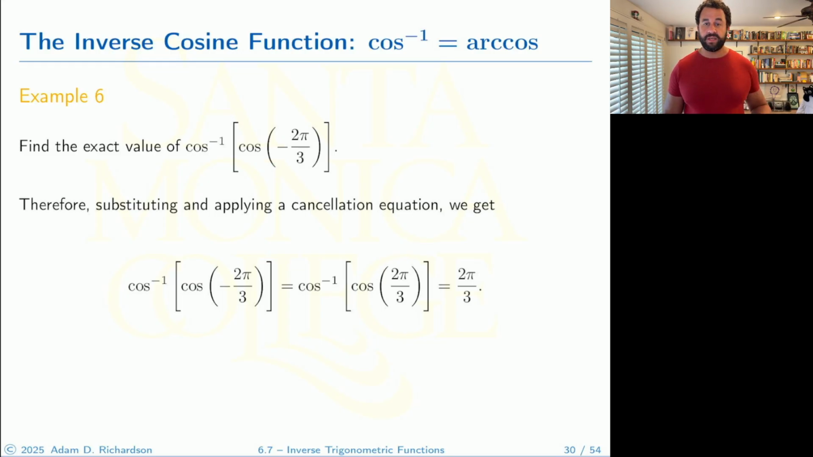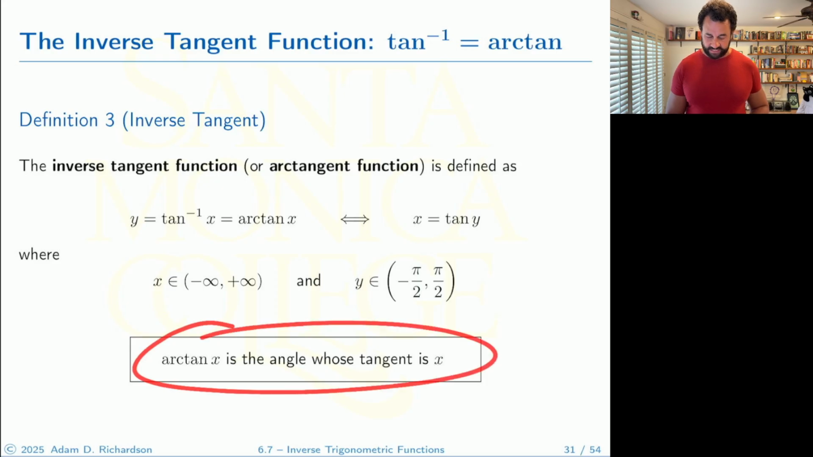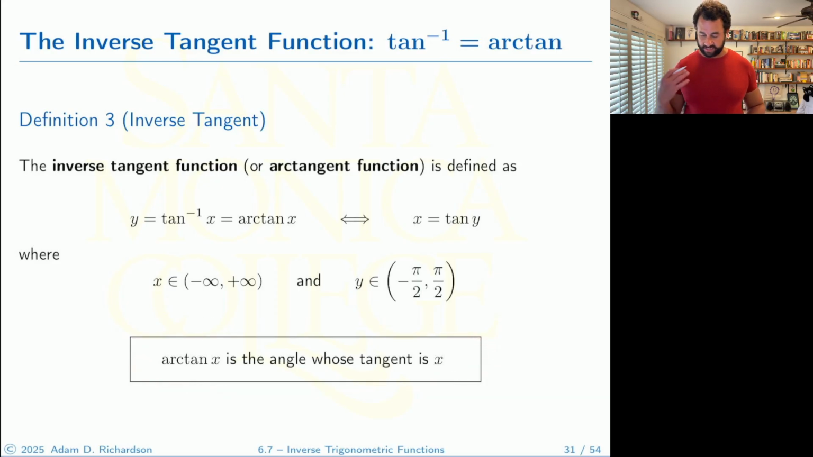All right. Now let's move on to the inverse tangent function. Hopefully all this is starting to sound a little bit like a broken record. The inverse tangent function is defined like so. y equals arctan of x if and only if x equals tangent of y. Here, x is in negative infinity to infinity, and y is in that restricted domain, negative pi over 2 to pi over 2. And arctangent of x is the angle whose tangent is x. That's the phrase that you say to yourself when you want to evaluate this inverse tangent function.